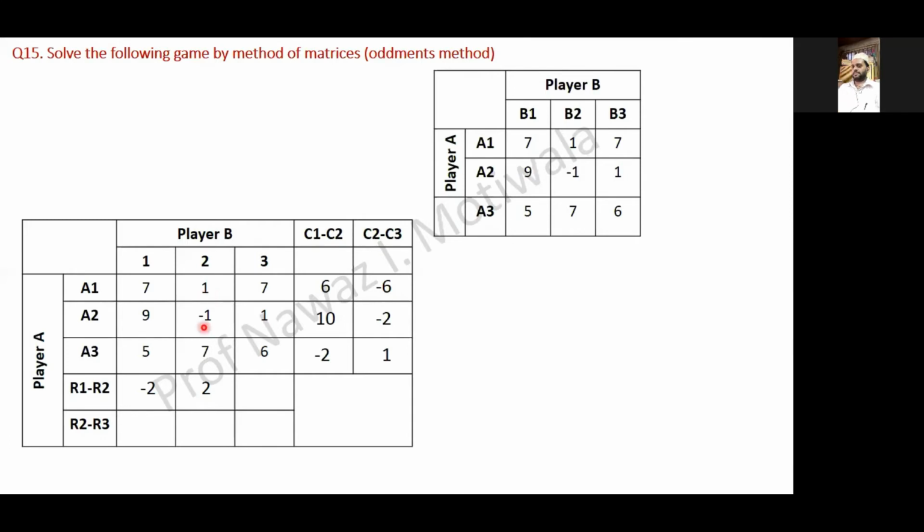So 1 minus minus 1, I will get 2. 7 minus 1, I will get 6. Then R2 minus R3, so it will be 9 minus 5, it will be 4. Minus 1 minus 7 will be minus 8. And 1 minus 6 will be minus 5. So the first step in the oddment method is to take the difference between C1 and C2, C2 and C3, R1 and R2, and R2 and R3. This is the first step.